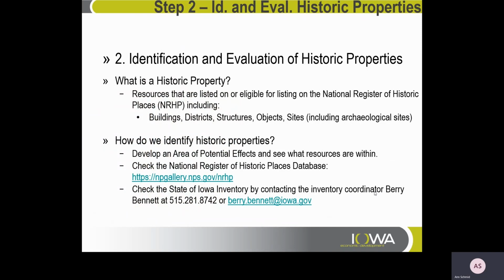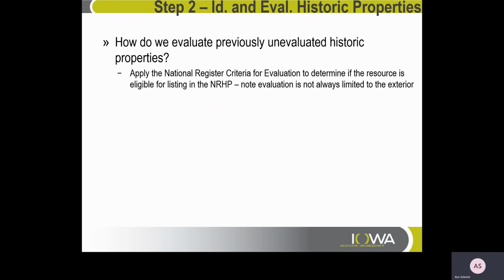Again, going back to this slide about what are historic properties and how do we identify them. Once we've established our area of potential effects, then we start checking all of those resources, the National Register database, the state inventory. And then lastly, as I said, we are responsible for evaluating previously unevaluated properties.